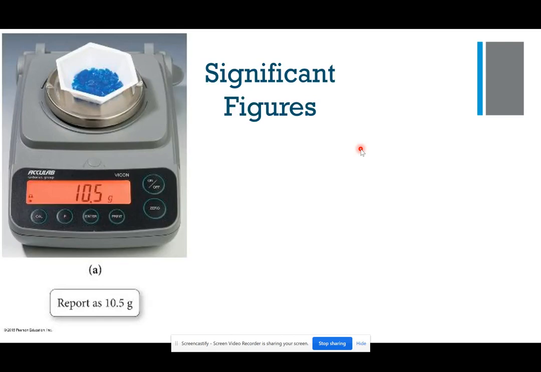Here we see another example of a digital scale. On this scale, we're measuring a blue blob, let's say. When I put it on this scale, it reads 10.5 grams. How many significant figures are in that measurement? There's 3. And which digit is estimated? It would be that last 5. I may pick up the blob, put it back down, and it reads 10.6.